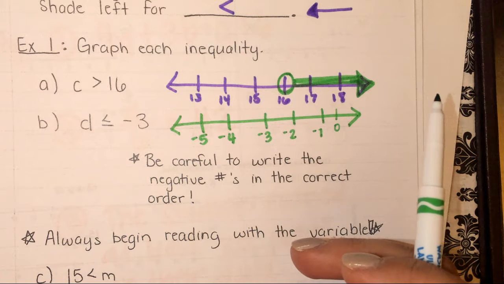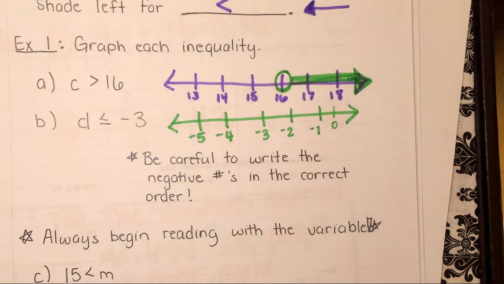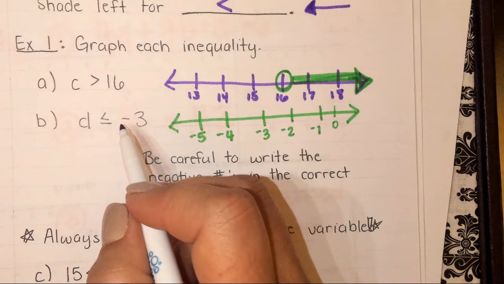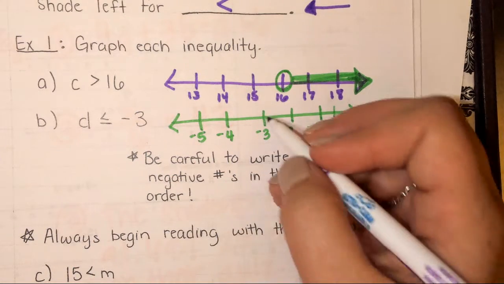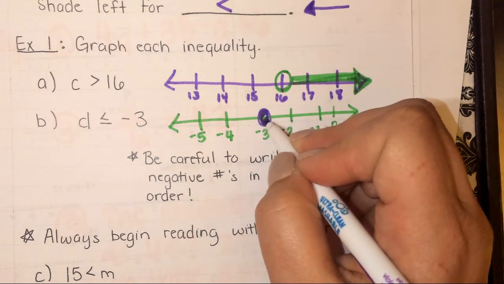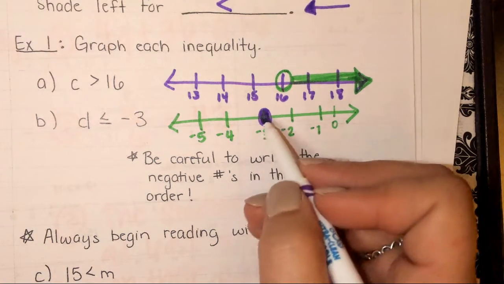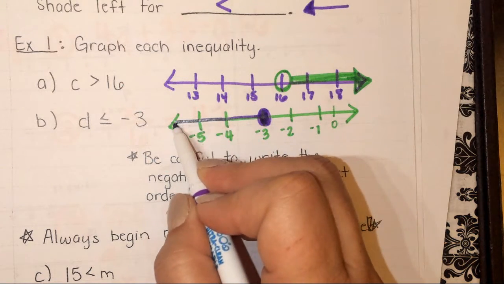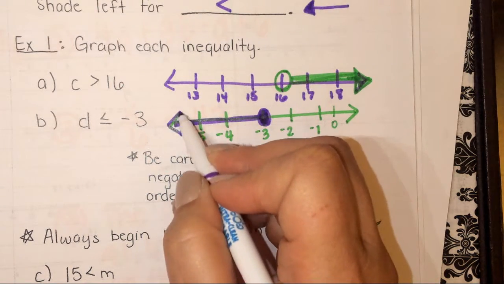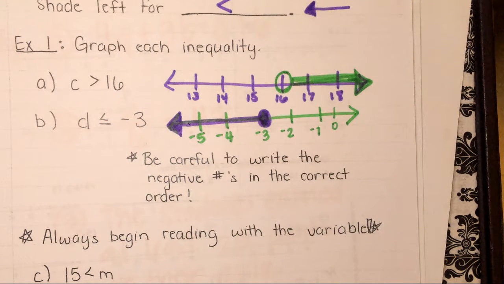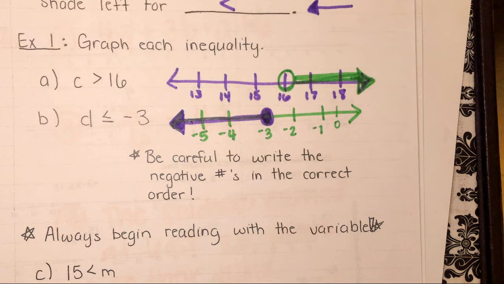So, looking at this, will I have an open or closed circle? Closed. Why is it closed? Because it's less than or equal to. It has the equal to part, so it can include -3, so it can be equal to -3. And it can also be everything less, which means we're going to shade to the left. Shade everything to the left. Even my arrow? Even your arrow, because you want your arrow to continue forever.